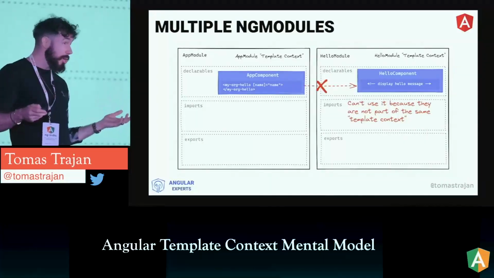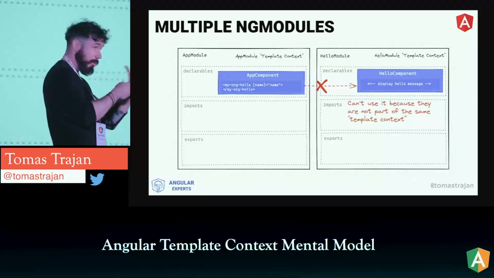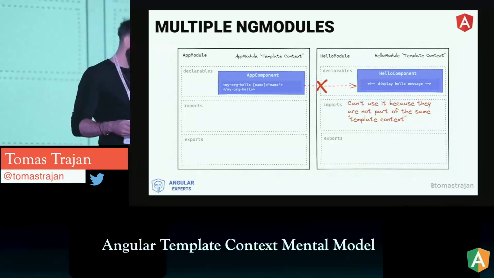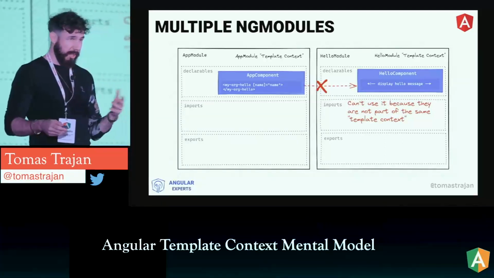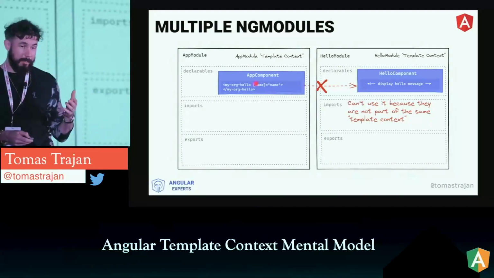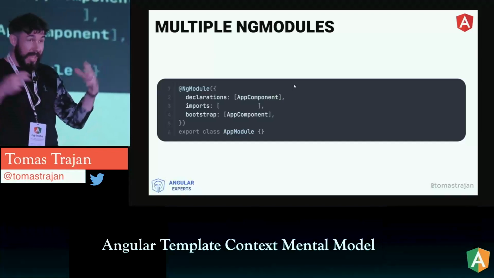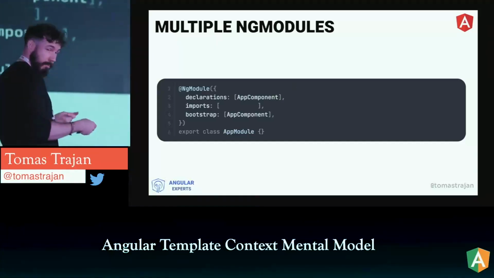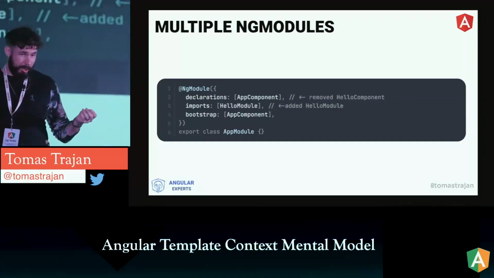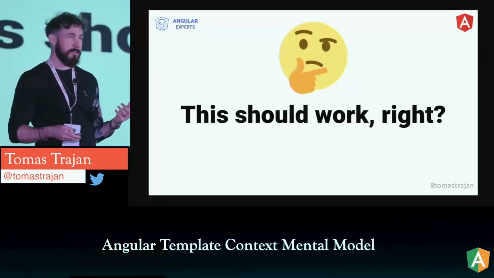So now the situation changes: we don't have just one template context, we have two template contexts, and they are not connected in any way, of course. Therefore, if we try to run this application, this is not going to work, and we would get the same error because there is no connection, so we cannot use this hello component in the template of the app component. We can try to fix it by connecting those two template contexts, by adding the hello module to the imports of the application module, right? That's the most logical thing, and this should work, right? So who thinks this is going to work already?